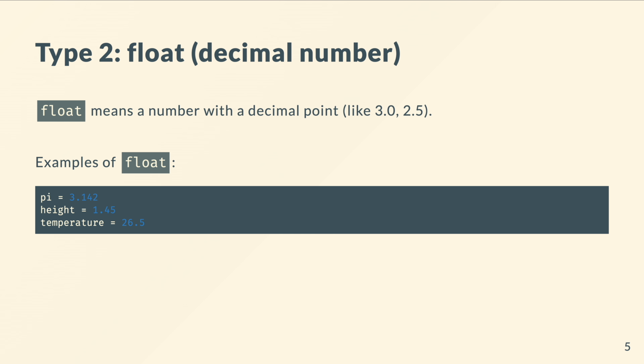Next type, float. A float is a number with a decimal point. For example, 3.0 or 2.5. Pi can be 3.142. Height can be 1.45. Temperature can be 26.5. Those are floats.